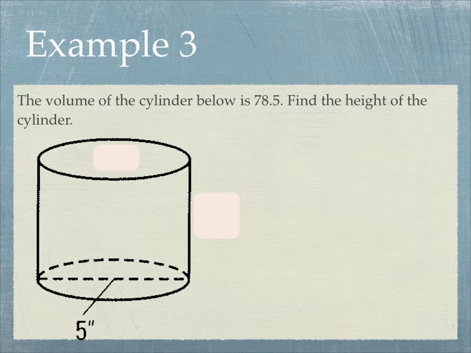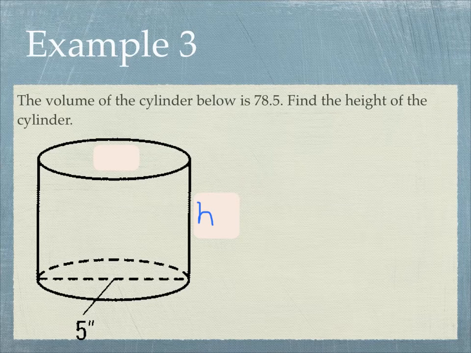Okay, this one's a little trickier. The volume of the cylinder is 78.5. Find the height of the cylinder. Okay, so the height is what I don't know. I'm going to just mark it H. And what I would do with this one is I would just proceed through it like you normally would until you get to the point where you can go no further and then solve it like an equation. Okay, so what would our first step to finding volume be? What would be the first thing we would do to find volume?